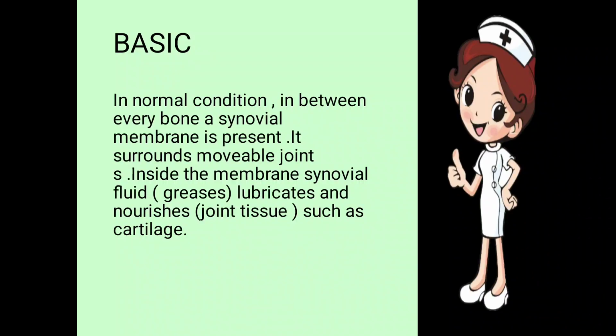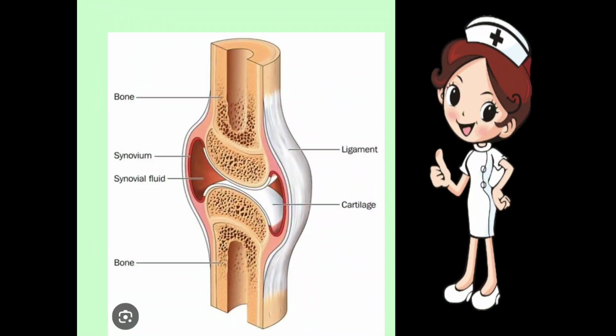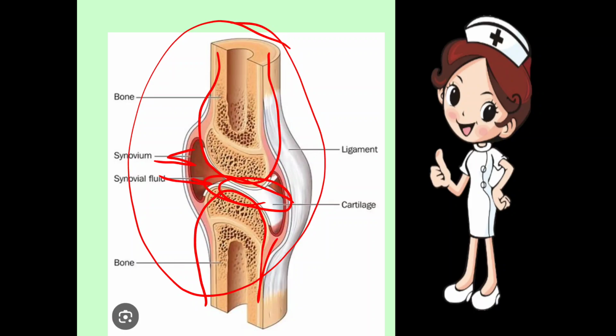It surrounds the movable joints. Inside the membrane, synovial fluid greases, lubricates, and nourishes the joint tissue such as cartilage. If you can see here, this one is a bone, and this one is the second bone, and this is the joint. The synovial membrane and the synovial fluid are present. The fluid is very important to stay in between them, because if there is a fluid present between the two things, there is no wear and tear.